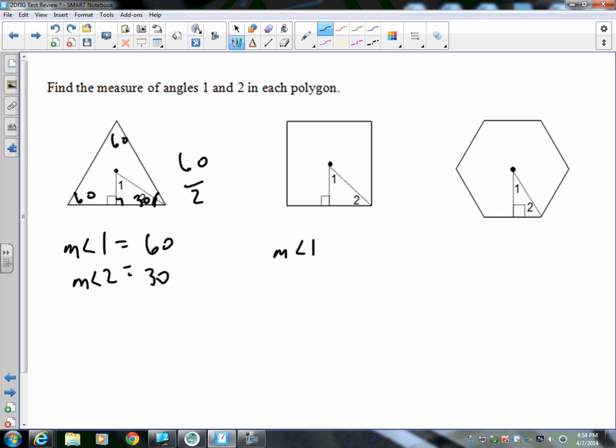On a square, we just did this. We said measure of angle 1 is equal to 45, and measure of angle 2 is also 45. Remember, we said on a hexagon a couple questions ago, the measure of angle 1 would be 30, and the measure of angle 2 would be 60.